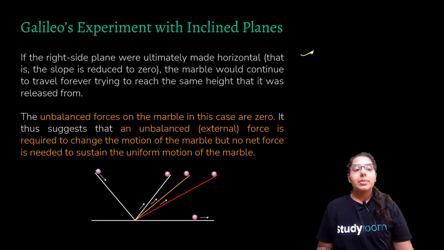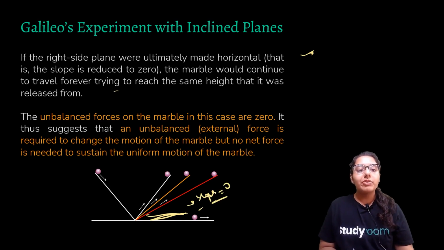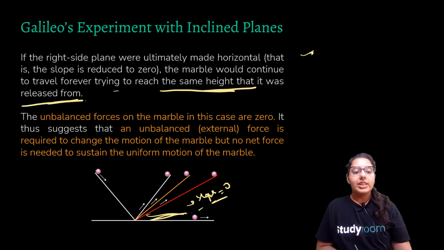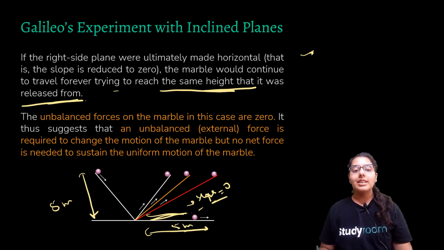So, Galileo's experiments, right? If the right side plane were ultimately made horizontal, its slope is equal to 0, right? The marble would continue to travel forever trying to reach the same height that it was released from. For example, if it was released from a height of 5 meters, and the plane becomes straight, it will travel 5 meters before coming to rest. The unbalanced forces on the marble in this case are 0.